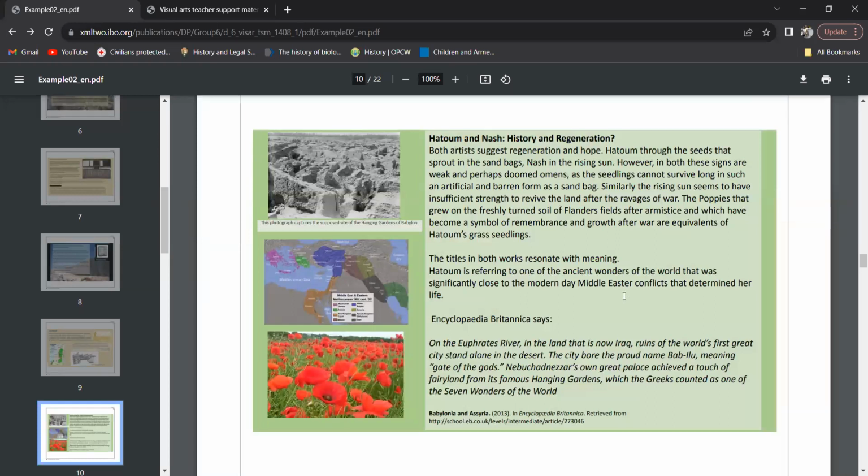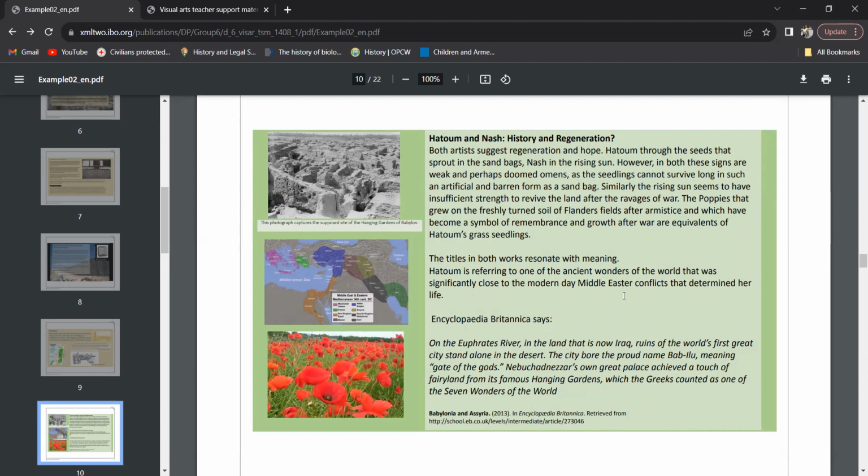Hatoem and history and rigidity. Okay, so here we see a direct comparison between the two artists' work. Both artists suggest regeneration and hope. Hatoem through the seeds that sprout in sandbags, Nash in the rising sun. However, in both, these signs are weak and perhaps doomed omens as seedlings.